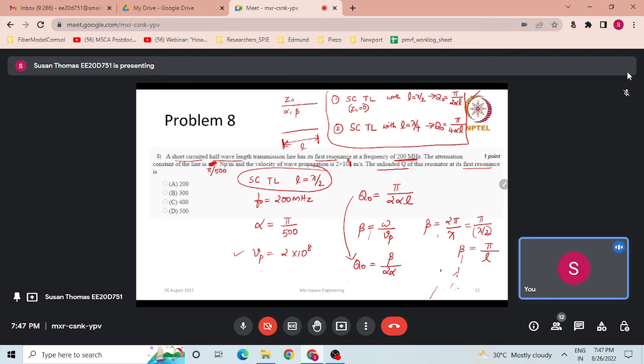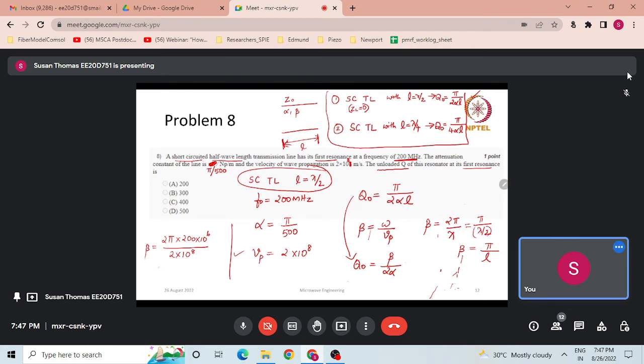Now Vp is given in the question. Please note the velocity of wave propagation can be used here. So beta can be written as omega by Vp, where omega is 2 pi f naught. So 2 pi into f naught, which is 200 megahertz, that is 200 into 10 power 6, divided by Vp. The velocity of wave propagation is 2 into 10 power 8. Notice that it is not equal to c. So it is 2 into 10 power 8 meter per second.